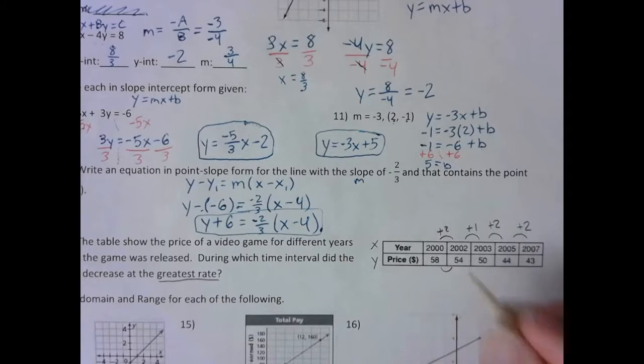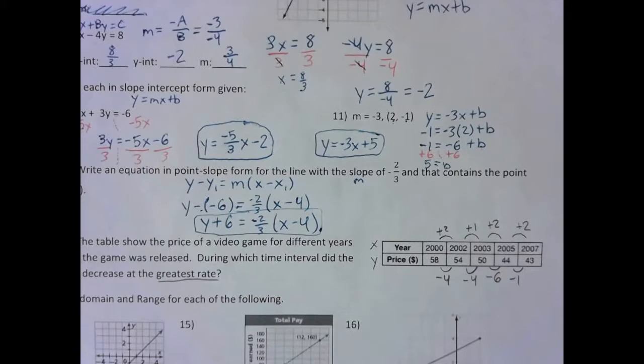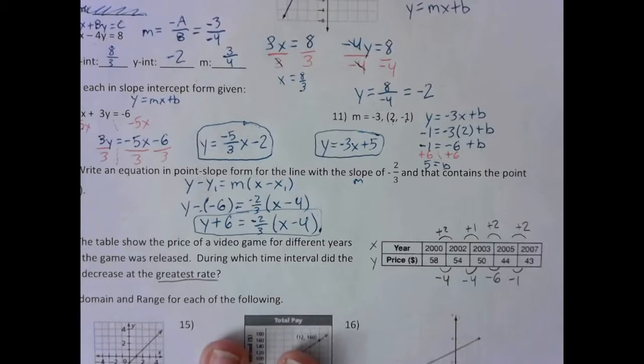Going from $58 to $54, that's minus 4. Going from $54 to $50, that's also minus 4. Going from 50 to 44, that's minus 6. And going from 44 to 43, that's minus 1. Now we have to look at all our different slopes. So I'm going to do a little squiggly line.